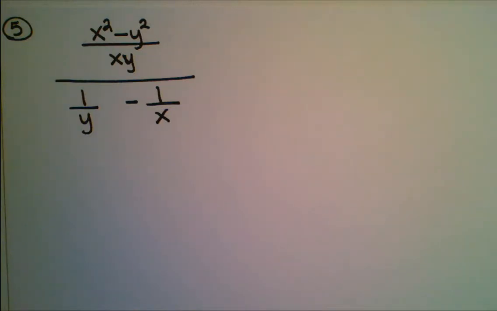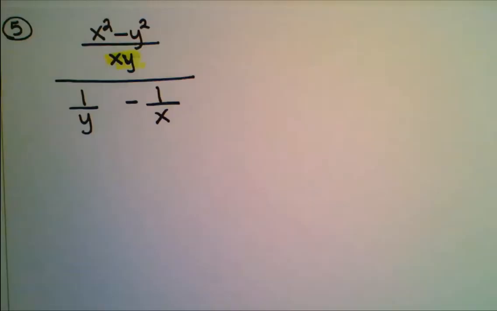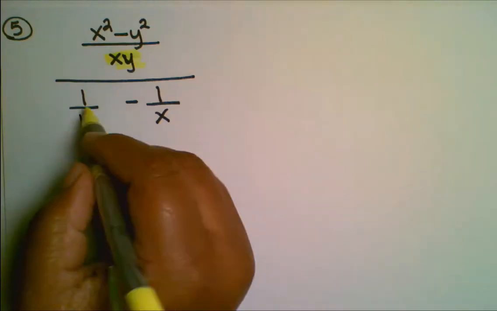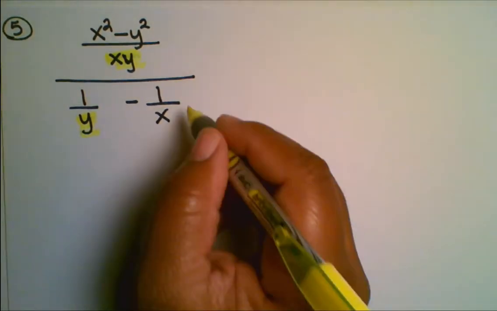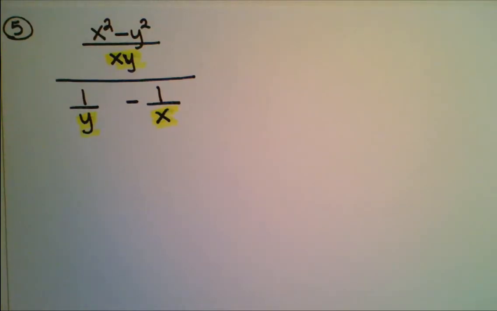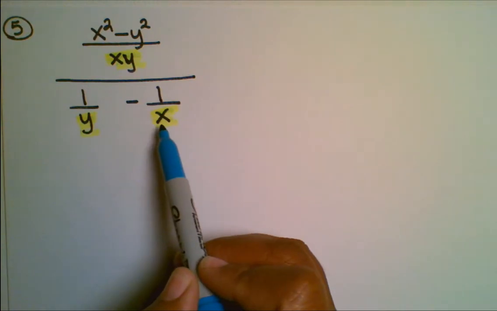Number 5, we have x squared minus y squared all over xy, x times y. I'm going to highlight that. And then this is all over 1 over y minus 1 over x. So our goal is to eliminate the denominators of this complex fraction.